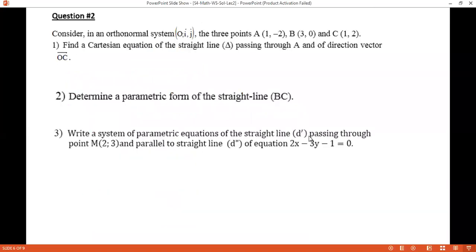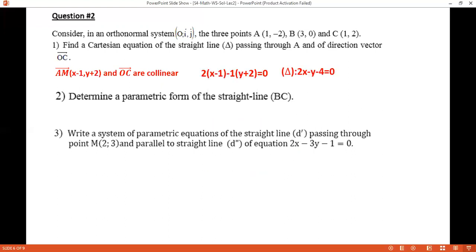And now let us solve a complete question. In question number 2, we have a system OIJ and 3 points A, B, and C. We need to find a Cartesian equation of the straight line delta that passes through A and has directing vector OC. So it's very easy. We already have the directing vector OC. I need now to create a vector AM, which is x minus 1, y plus 2. And you know that AM and OC are collinear. So we apply the determinant, and this is the equation of the straight line delta: 2x minus y minus 4 equals 0.